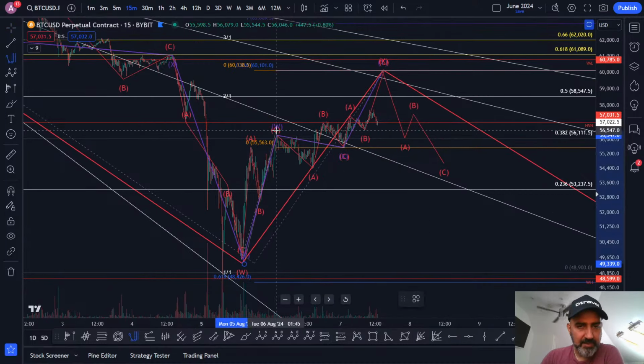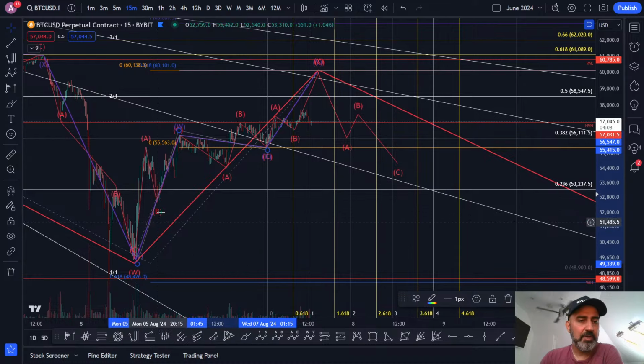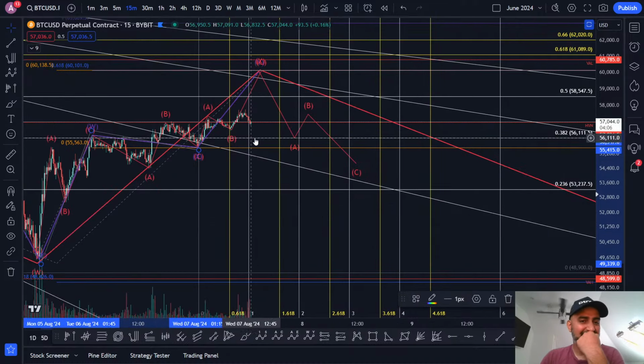You see that? And according to this, the 1-to-1 here is about 1 p.m. We're already there now, aren't we? 1 p.m. So we're already at the 1-to-1 of this purple WXY. So we're in the range, we're in the zone for on a time-based 1-to-1 for this correction to be over.